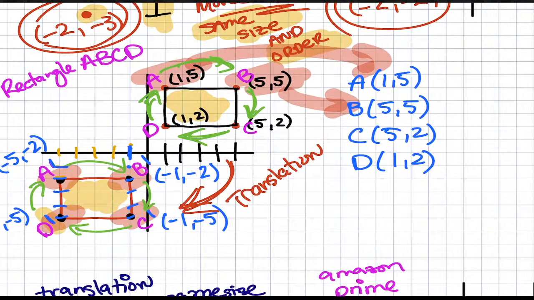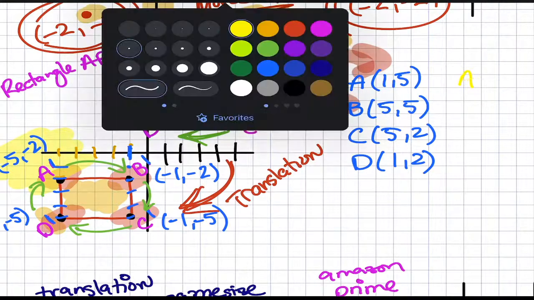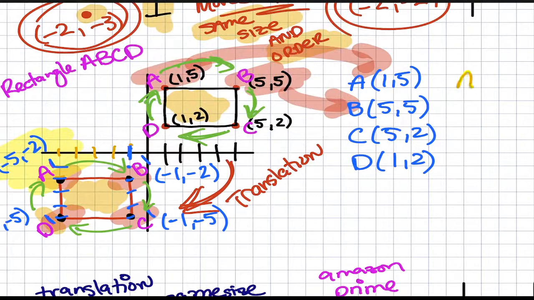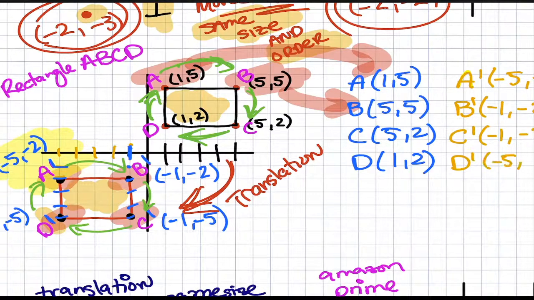Okay? Now I'm going to write out what we did on our prime ones. So let's do that. Let's go A prime. That's hard to see. A prime is -5, -2. B prime was -1, -2. C prime was -1, -5. And D prime was -5, -5.